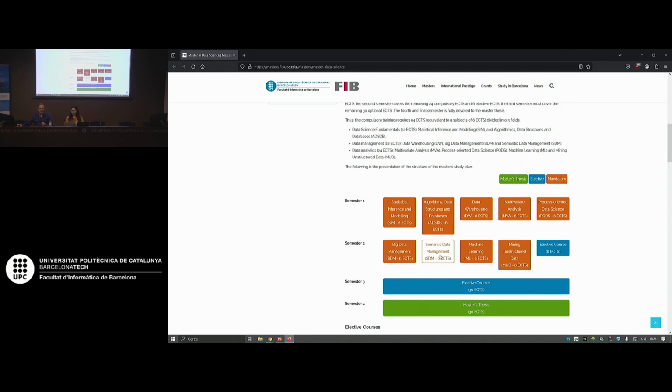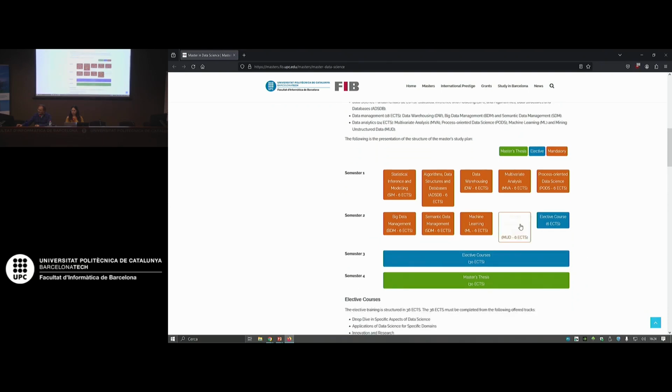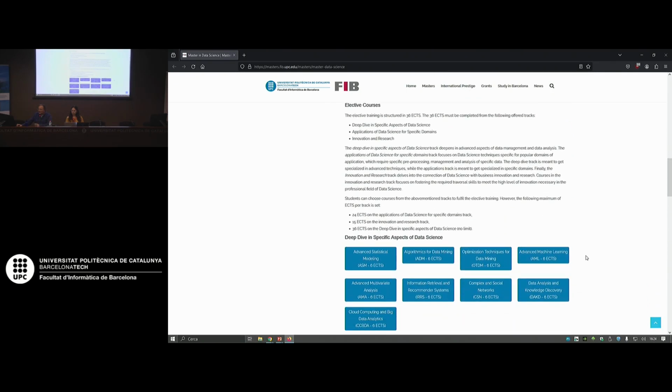Which are these ones here. And then on top of that, you have data management, of course, and the basic analysis, okay? And also taking into account non-structured data. Then comes the third semester. The third semester is where you decide how to specialize.